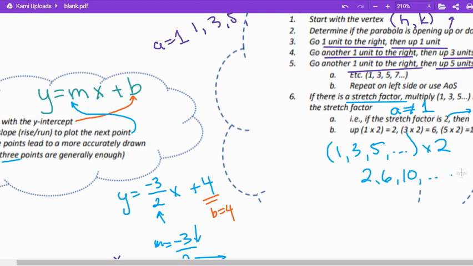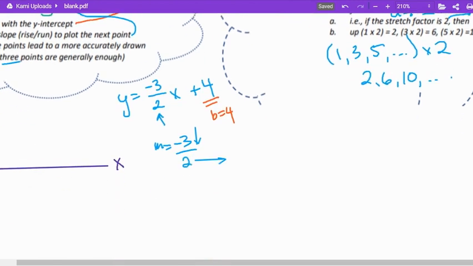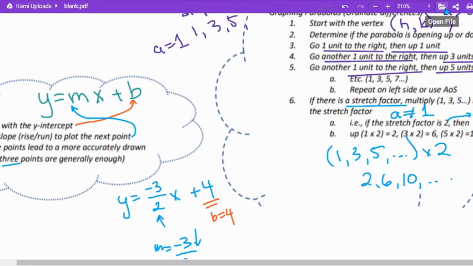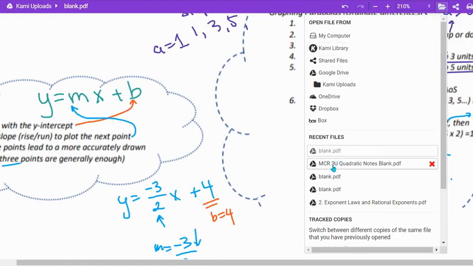We're going to do a few examples in the notes, so hopefully that will jog your memory how to draw parabolas. Let's go back to this file.